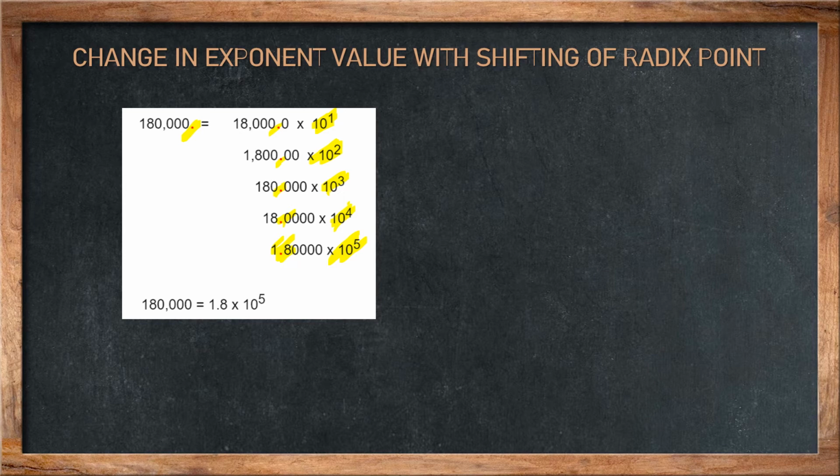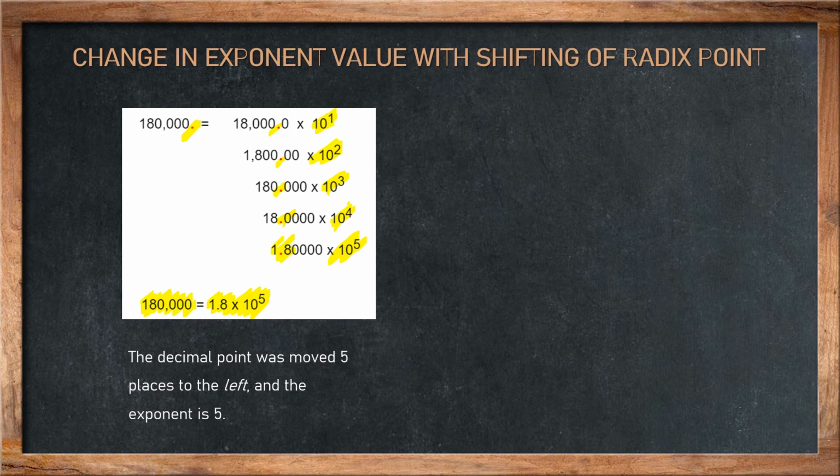So at the end I can say that if I have a number 1,80,000, and if I am using the decimal point or the radix point in the number, I must write 1.8 multiplied by 10 raised to 5. So both are similar, right? So you can see how the exponent value changes with the shift of the radix point. The decimal point was moved 5 places to the left and the exponent is 5. So however many places you shift your radix point or the decimal point, accordingly we change the power.